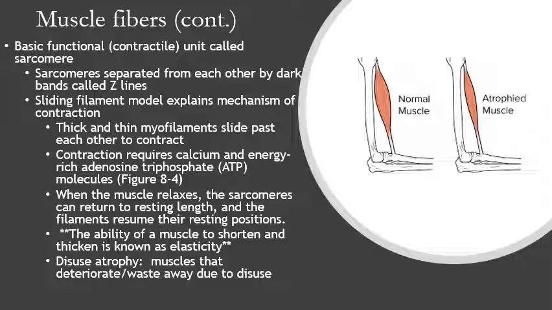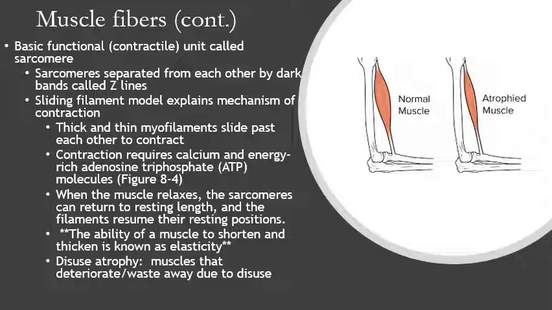So the thin and thick microfilaments slide past each other in a contraction. Contraction requires calcium and energy-rich ATP, adenosine triphosphate molecules. When the muscle relaxes, the sarcomeres can return to a resting length, and the filaments resume their resting position. The ability of a muscle to shorten and thicken is known as elasticity.